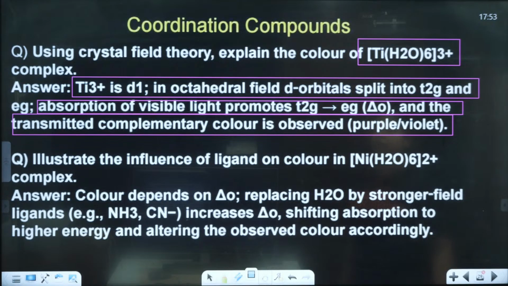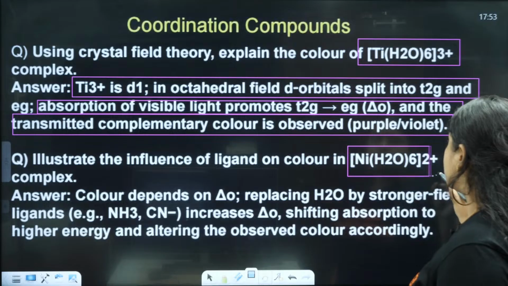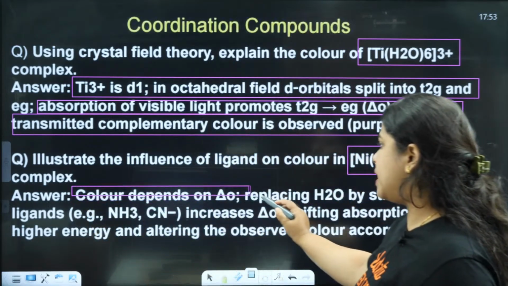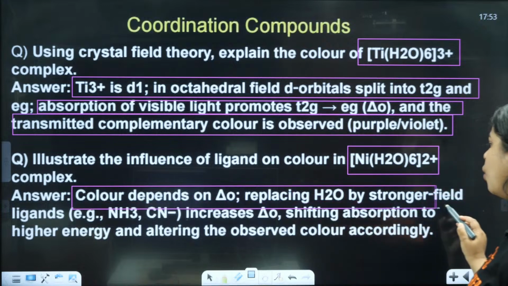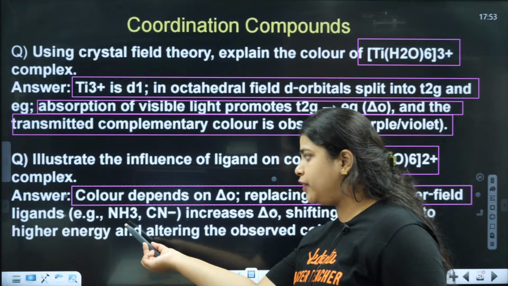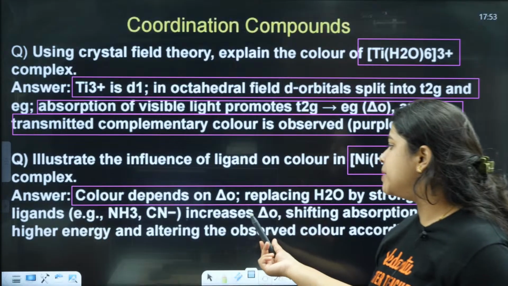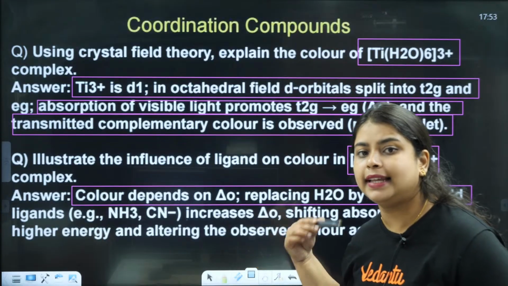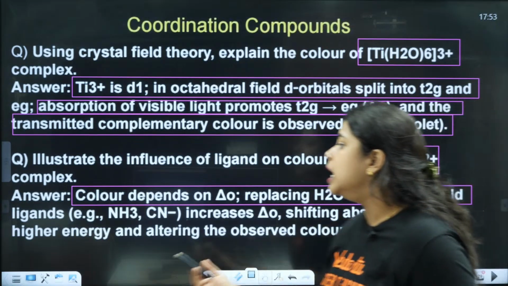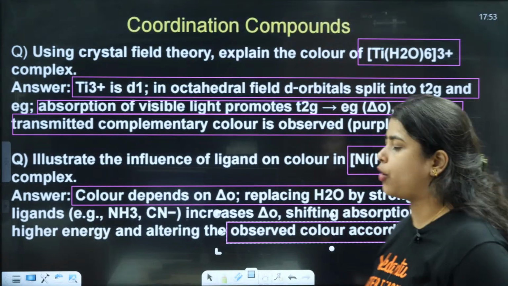Next, illustrate the influence of the ligand on color in the [Ni(H2O)6]2+ complex. If color depends on delta zero, replacing H2O by stronger field ligands, for example NH3 reacting with cyanide, CN, then what happens? Delta zero will start increasing, shifting the absorption to higher energy and altering the observed color accordingly.